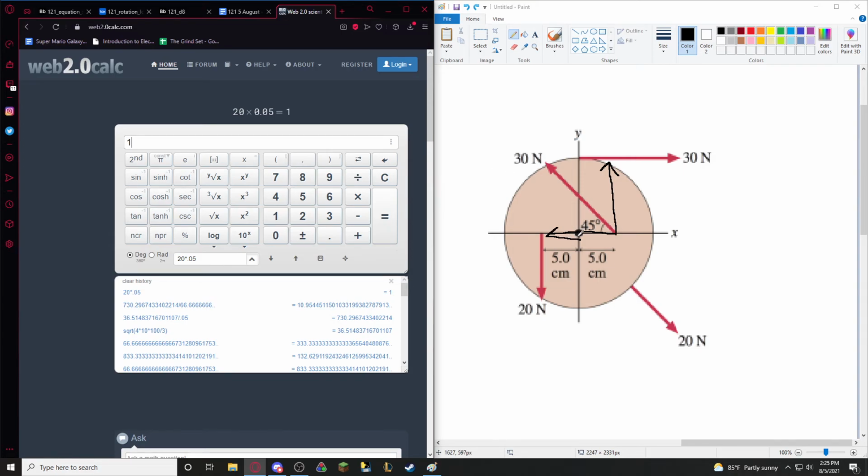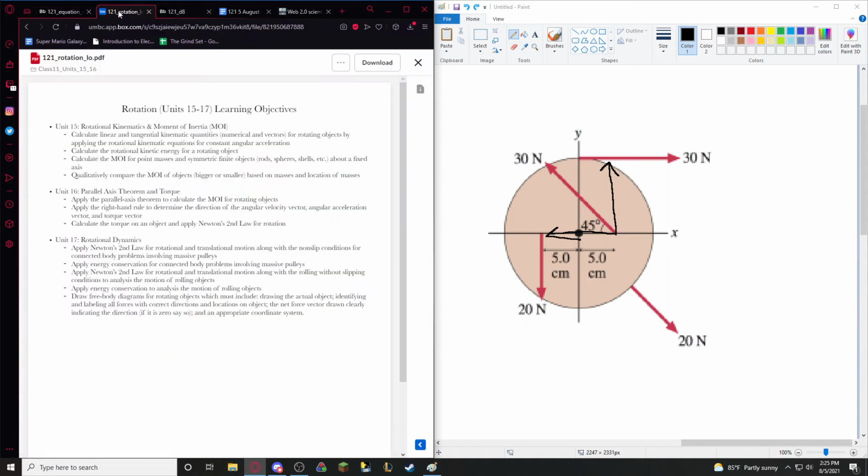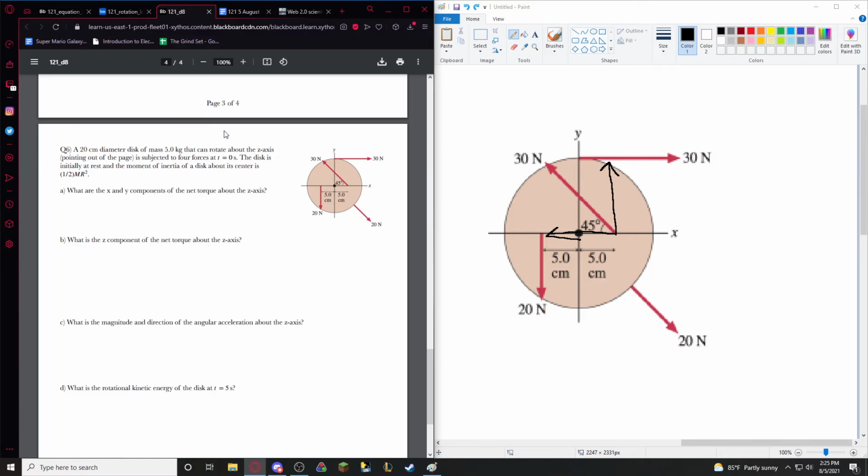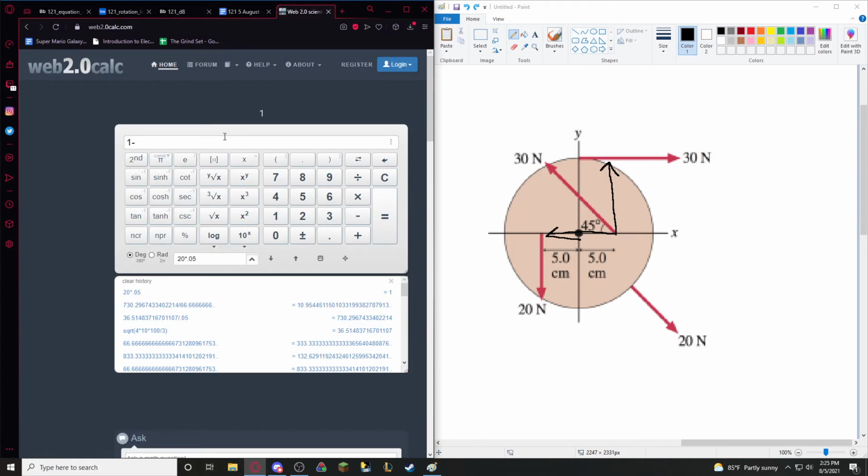Negative, and this radius here is, is it 10 centimeters? Oh yeah, so it's a 20 centimeter diameter. Yeah, so 10 centimeters. So minus 0.1 times 30. So we get a total torque of -2 from those two.